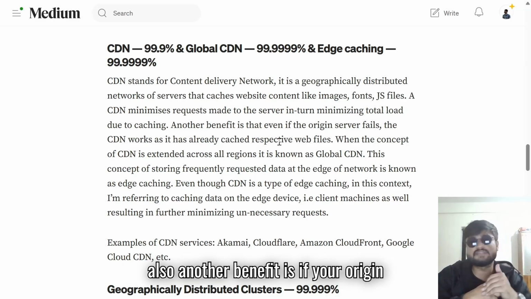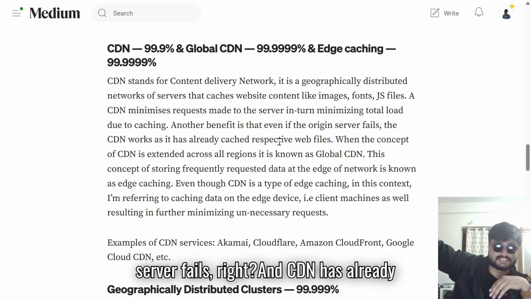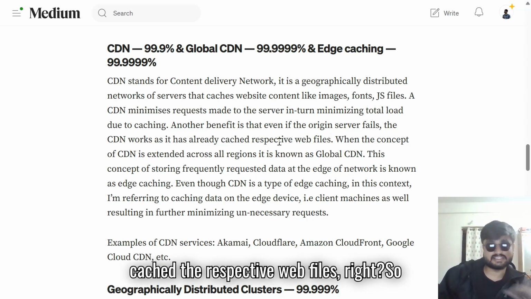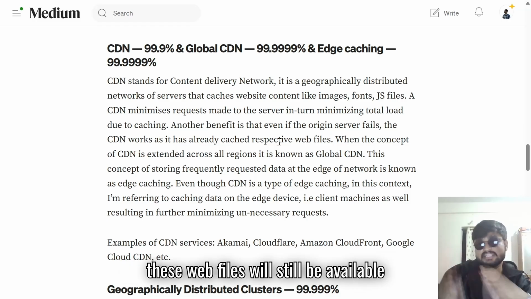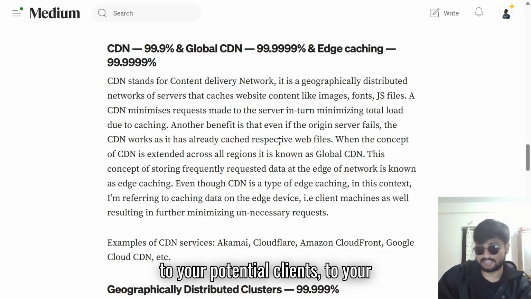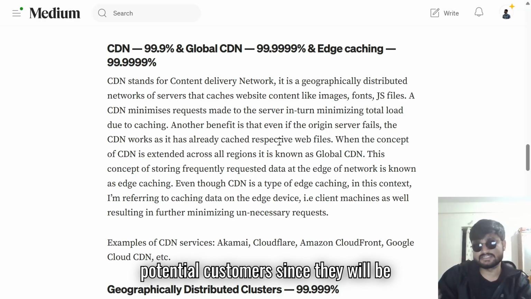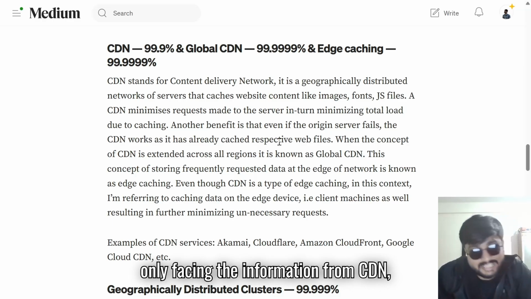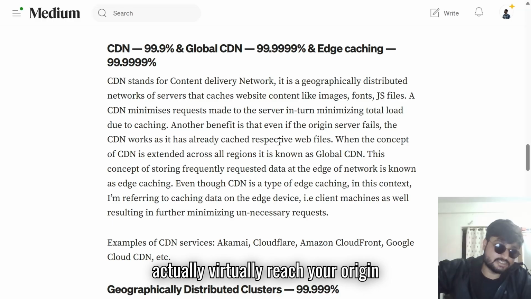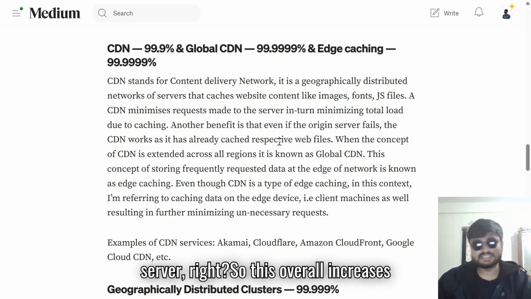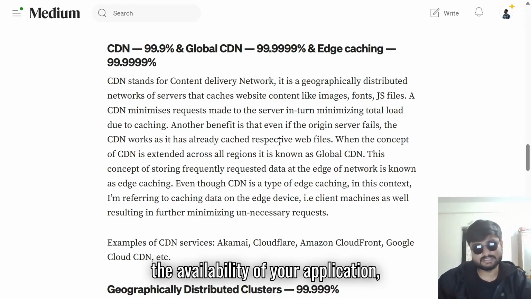Another benefit is that if your origin server fails and the CDN has already cached the respective web files, these files will still be available to your potential customers, since they will only be fetching the information from the CDN. The request would never actually reach your origin server. So this overall increases the availability of your application, correct?